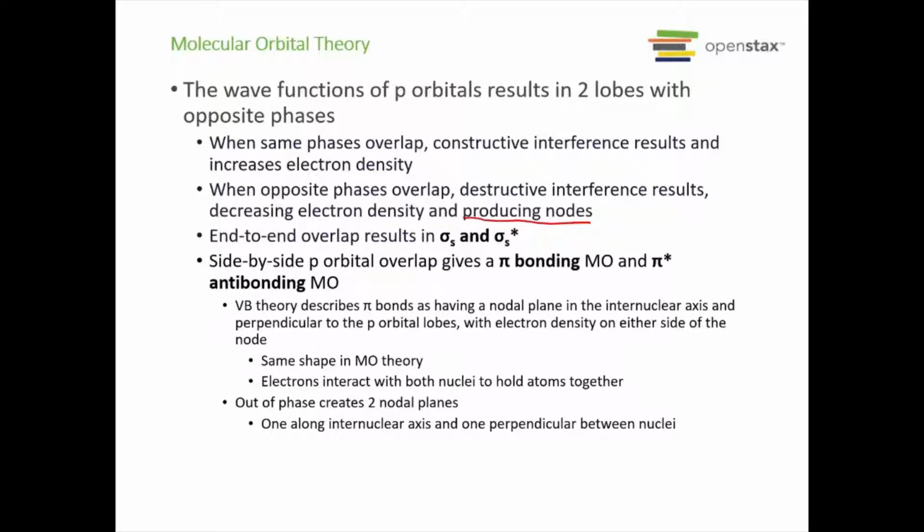So valence bond theory tells us that pi bonds have a nodal plane in the internuclear axis, and it's perpendicular to the p orbital lobes with electron density on either side of the node. It's the same shape in molecular orbital theory. And the electrons can interact with both nuclei to help hold the atoms together. The out-of-phase pi star antibonding molecular orbital gives us two nodal planes, one along the internuclear axis and one perpendicular between the nuclei.